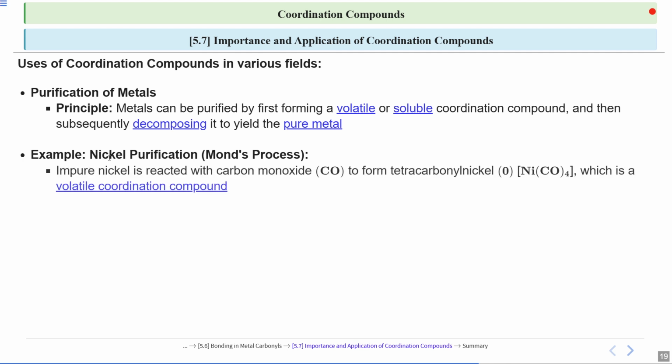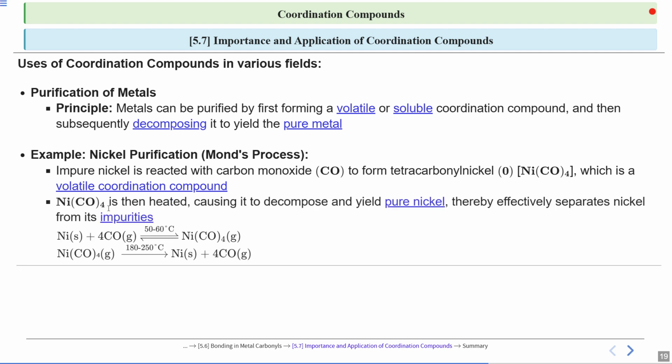Here, the impure nickel is going to be reacted with carbon monoxide to form the tetracarbonyl nickel(0), which is again a metal carbonyl we have just studied, right? Ni(CO)4. So we take the impure nickel and react it with carbon monoxide to form this tetracarbonyl nickel(0) metal carbonyl complex, which is a volatile coordination compound. Now this tetracarbonyl nickel is then heated, causing it to decompose and yield the pure nickel. Volatile means it can easily be converted to vapor.